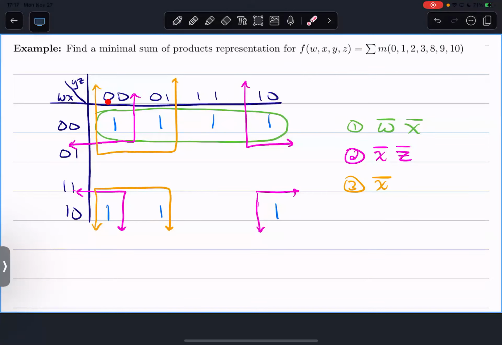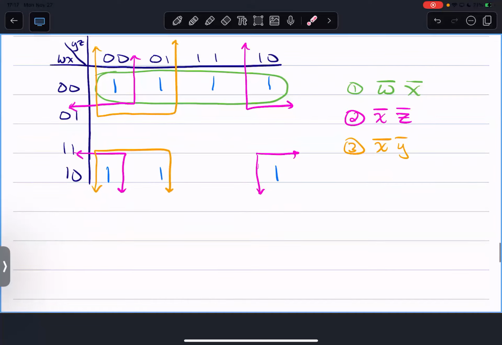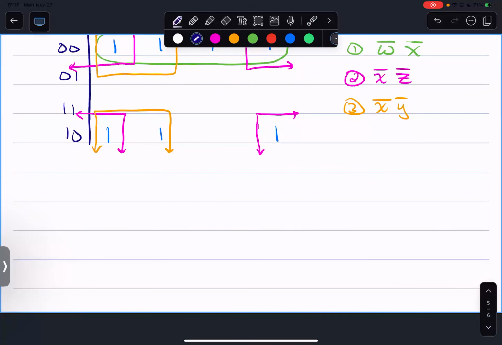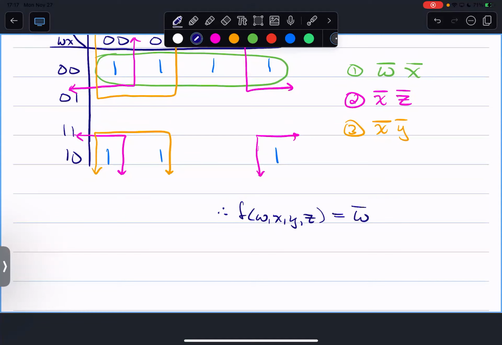Y is off, Y is off, Y is off, Y is off, good. So Y is off. Z is off and then Z is on, so it doesn't matter. As long as X is off and Y is off, we can summarize that whole group. Therefore, F of W, X, Y, Z is W off, X off, plus X off, Z off, plus X off, Y off.